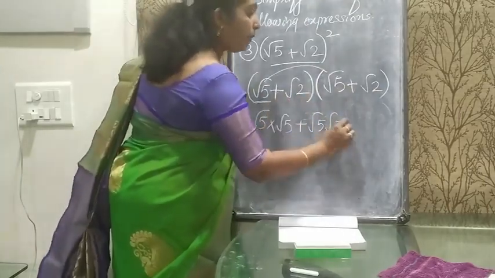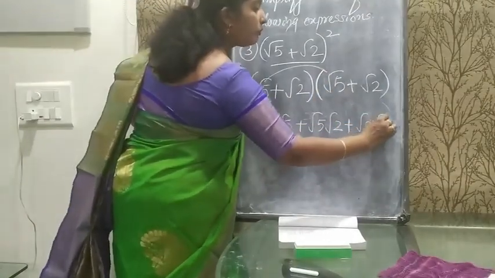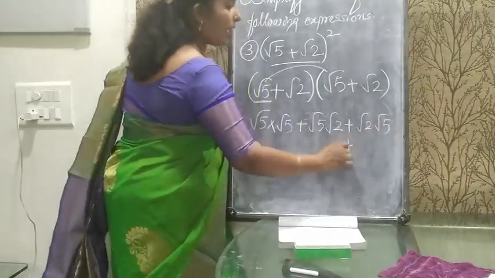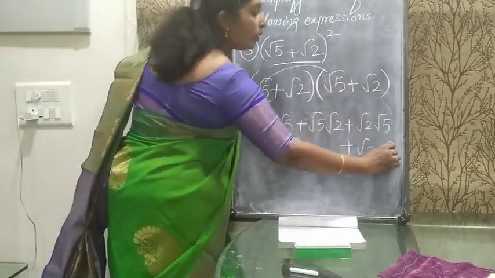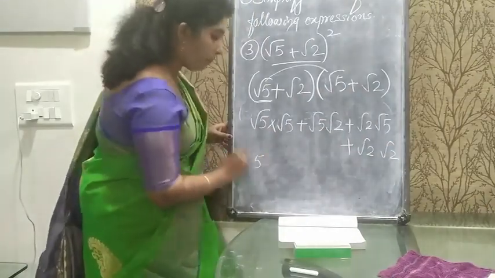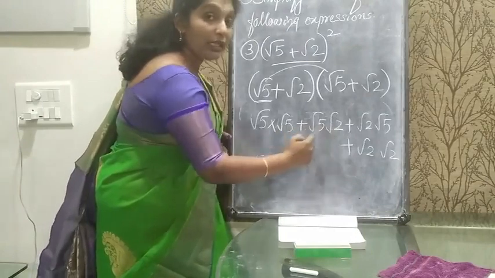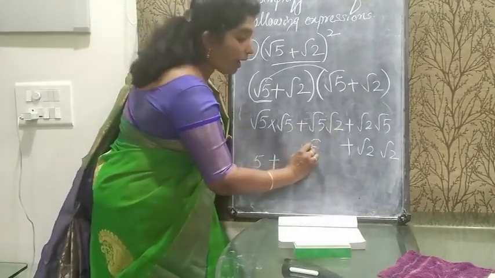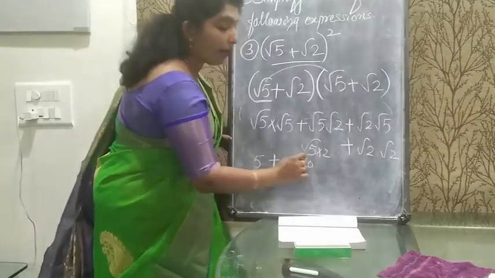Then plus root 2 into root 5. Then plus the last term is root 2 into root 2. Root 5 into root 5 is 5. Plus root 5 into root 2, that can be written as under the root 5 into 2. Under the root 5 into 2 means under the root 10. That way we can write.